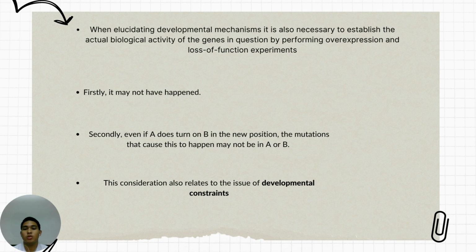This consideration also relates to the issue of developmental constraints. Biologists not concerned with developmental mechanisms often implicitly assume that there are no limits to possible mutational variation, and that with enough mutants, enough time, and enough selection, it is possible to evolve anything from anything else.